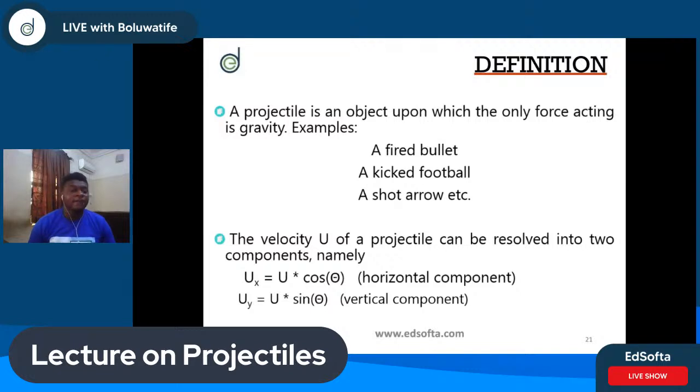When you kick a football, if you notice when people like CR7 or Ronaldo or Messi step up to take a free kick, you notice the trajectory of the ball: it curls over the wall and into the net. That is an example of how a projectile works. A fired bullet and a shot arrow are other examples.